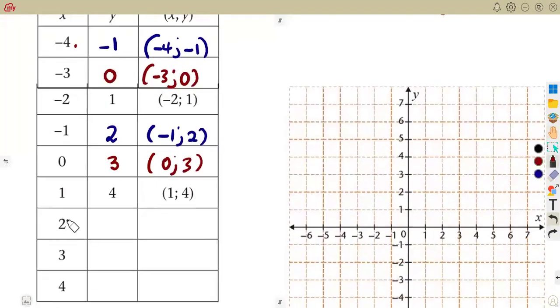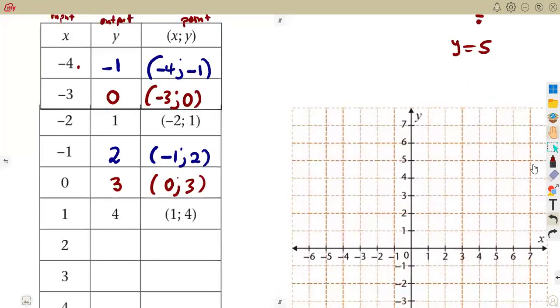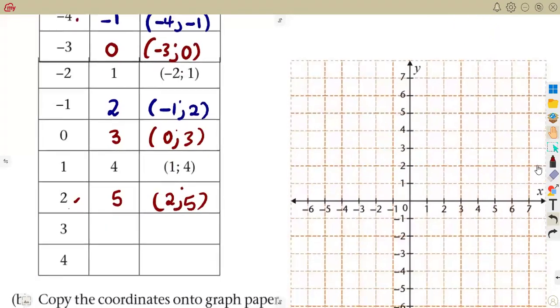You move on to this. When x is a 2, you're going to substitute where x is. You put a 2 there. On the x value, you're going to put a 2. So 2 plus 3 is what? Y is going to be a 5. So when this x is 2, the y value there is going to be a 5. As a point, x is 2, y is 5. You move on to another one and so on.